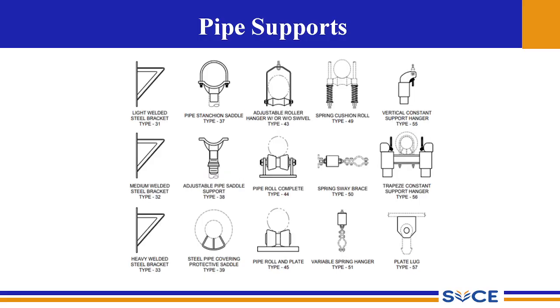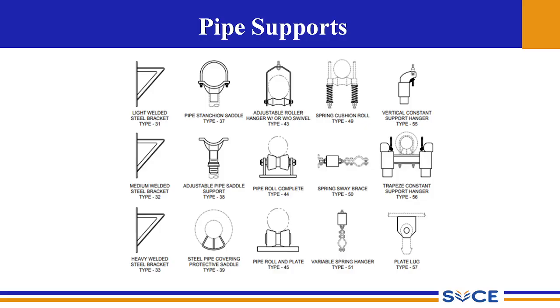Then type 31 is the light welded steel bracket. So this is a cantilever device or a cantilever support that may be intended for supporting a gravity load from rod type hangers. So this device is actually bolted to the wall, and it may be installed with a brace either above or below the horizontal member.